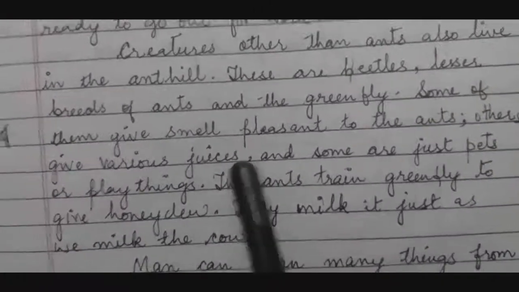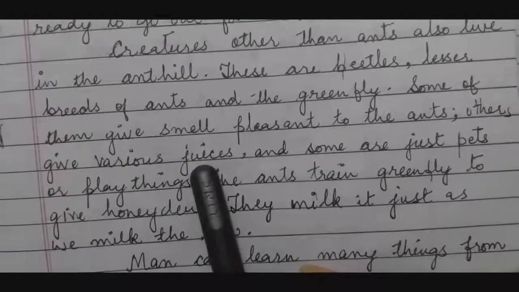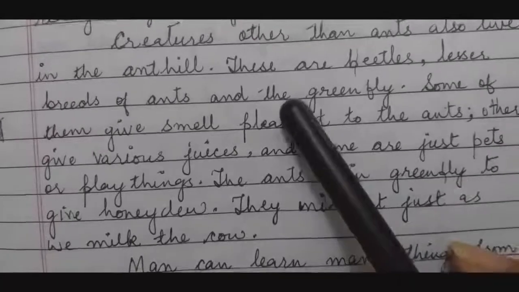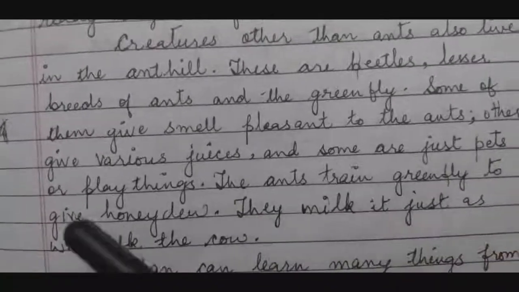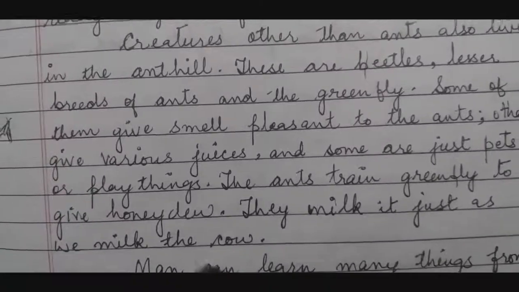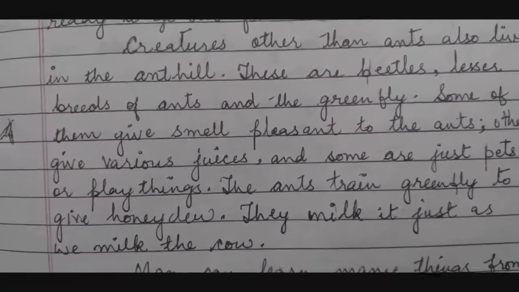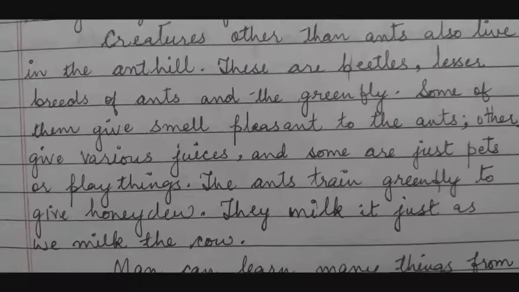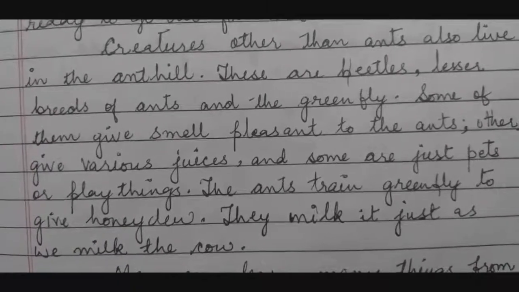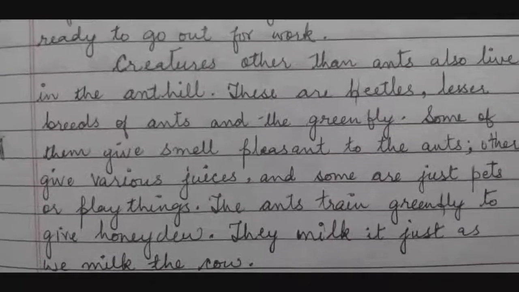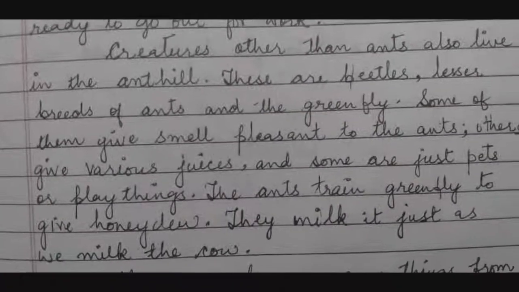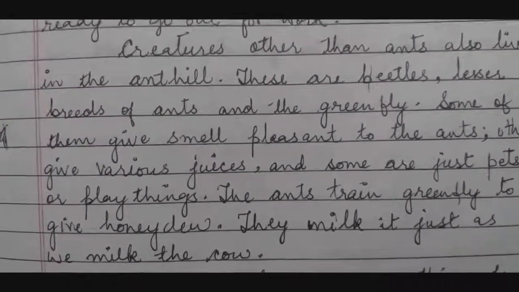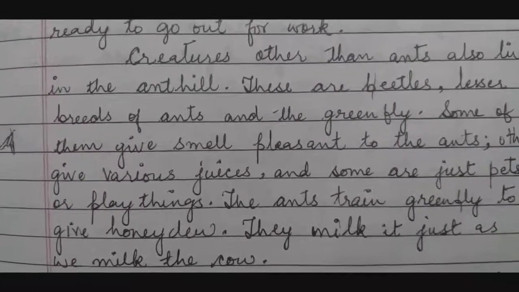Others give various juices, and some insects are just used as pets or for playing, so that the baby ants could play with them. Fine, just like we have pets at home, yes or no? So what is the use of those pets? Of course, it is to guard the house, drive the mice and all. But yes, we also keep them for our siblings or our children to play. In the same way, even the ants keep these insects as pets for young ants.